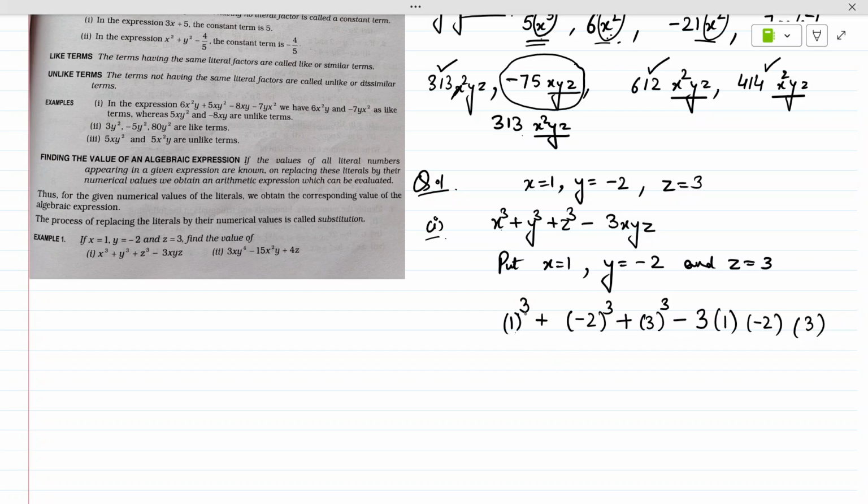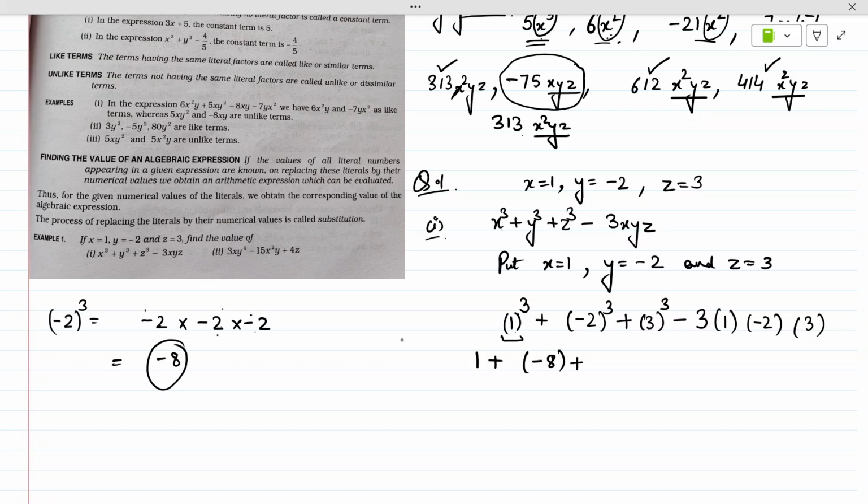So now let's solve. 1 cube is 1 only. So this is done, plus minus 2 cube. Minus 2 multiplied by minus 2 multiplied by minus 2. So 2 into 2 into 2 is 8, minus into minus is plus, and then this plus into this minus will become minus here. We have done this in the chapter on integers, right? So we will get minus 8 here. I am writing minus 8 here.